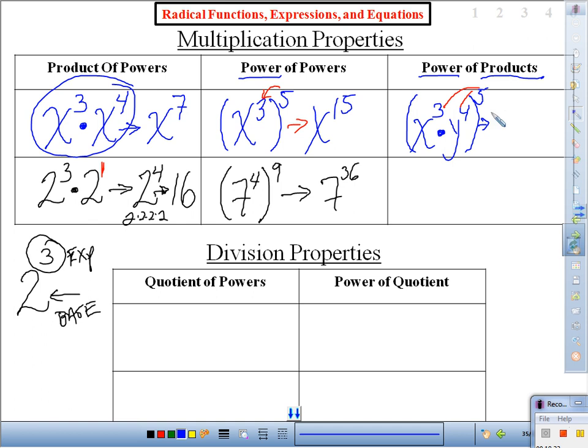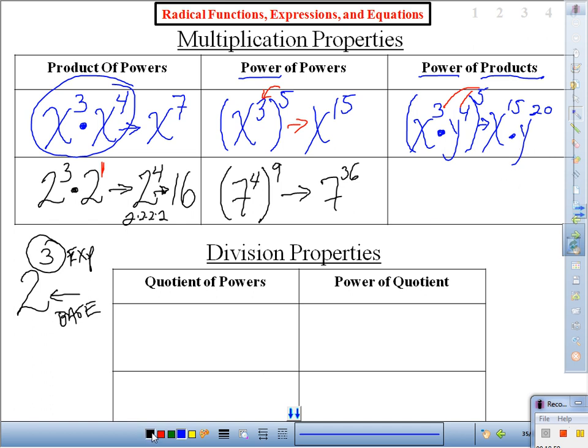So we end up with x to the 15 times y to the 20. Now look at it. Can I do one more property? No, because these are not the same base. We cannot use product of powers. No, but I'm showing it here so that people can see that it's the same thing, just distributed.